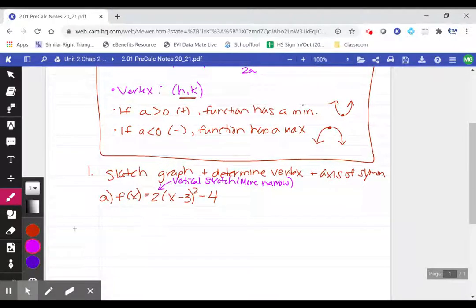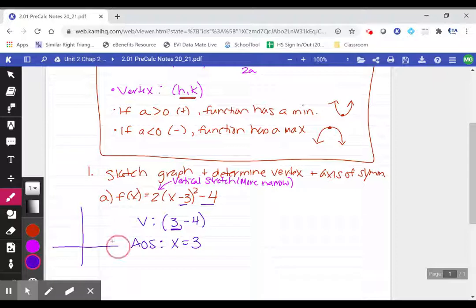The vertex from this should be really quick to find. We're looking for the vertex. We're just going to take the opposite of what's in the parentheses, so +3, and -4, which is on the outside: your h, comma, k. Axis of symmetry also should be pretty quick with the vertex form. You take x equals whatever your h value is. So x equals 3. Why is that?